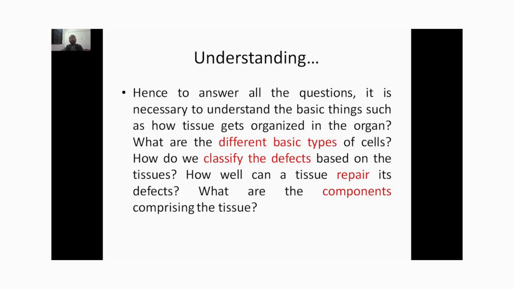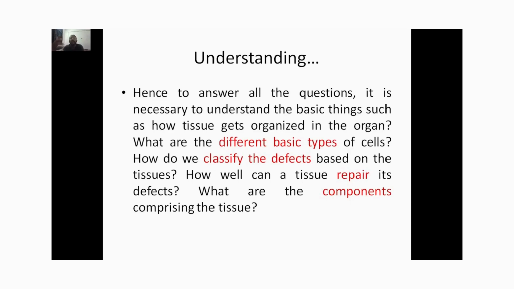So similarly, we need to understand the different cells. There are different cells in the dermis, different cells in the epidermis, different cells in the endodermis, right? That's why different cells need to be understood. What are the different cells which are involved, which are going to produce? Then how do you classify the defects? Just now I told you the example of skin. How well can tissue repair its defects? That means the particular tissue should repair itself, right? So how well will it repair?